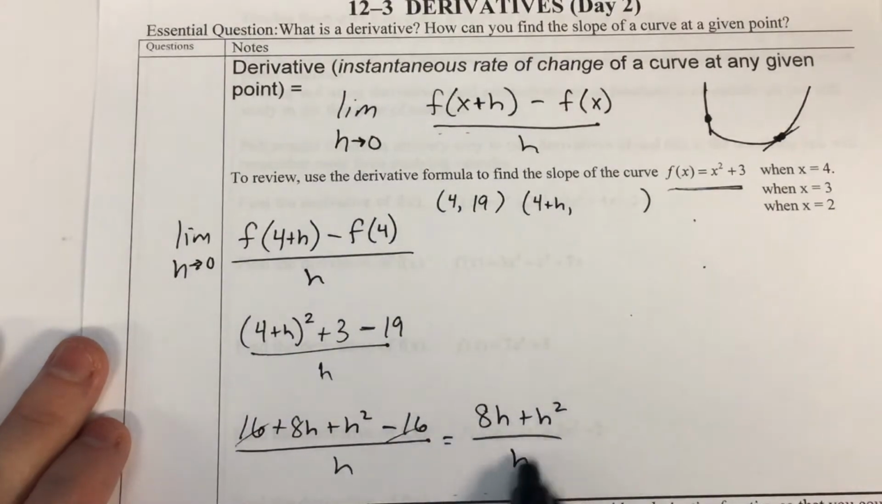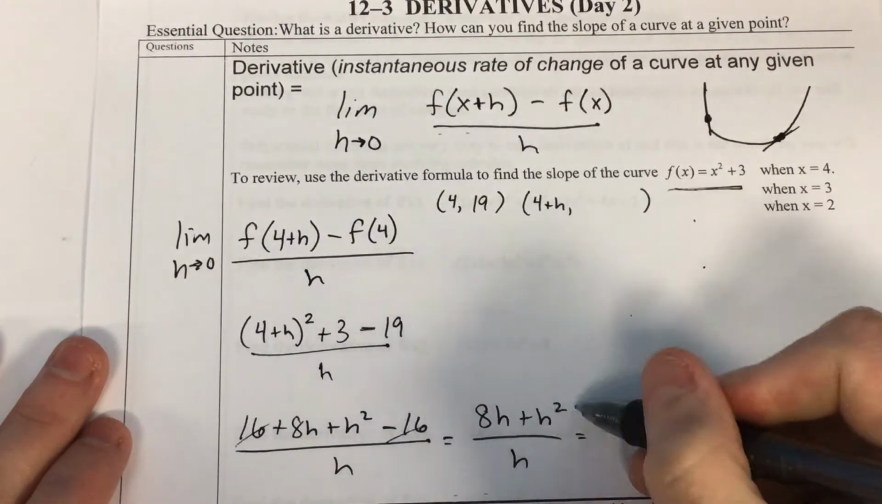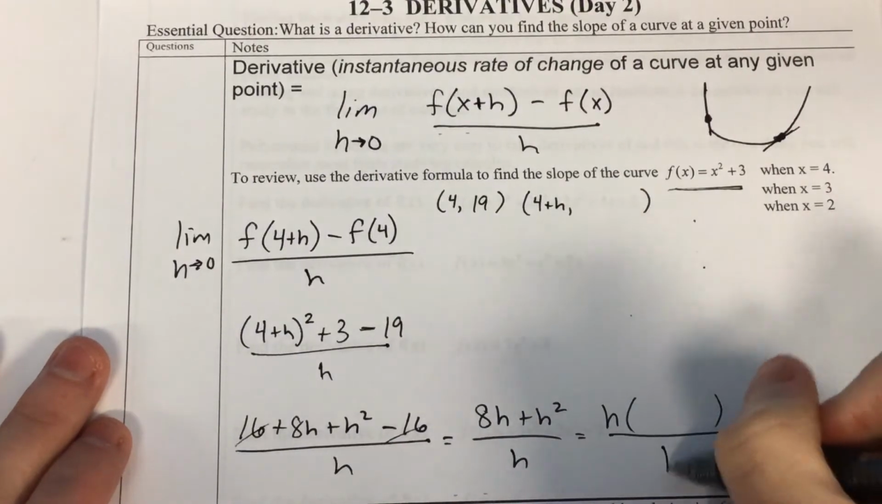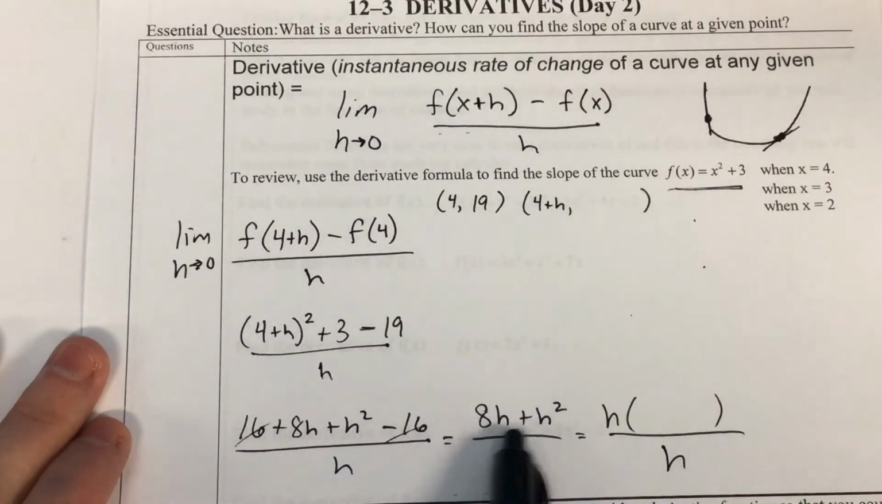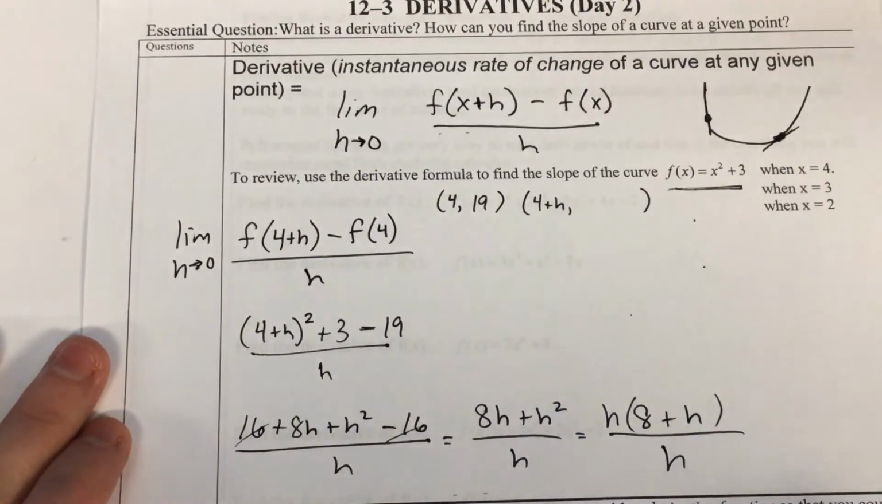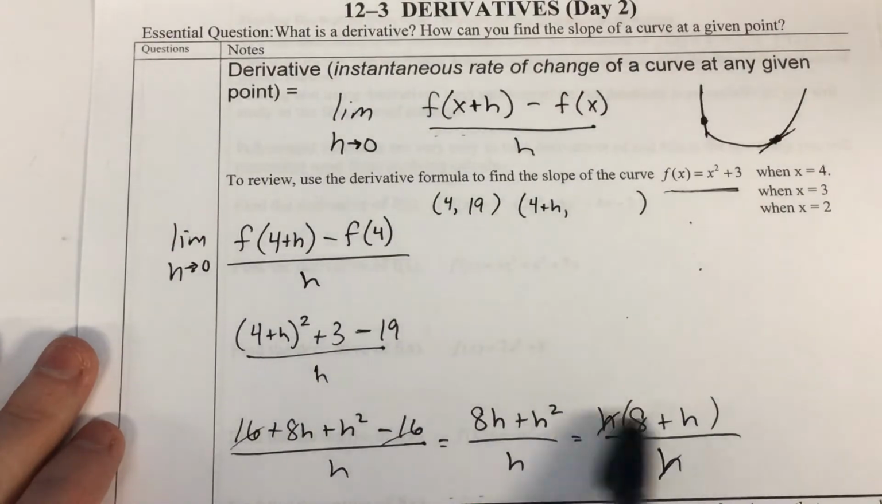Now you can either break this into two fractions, put 8h over h and h squared over h, and simplify them separately. Or you can just factor out an h on the top, since there's the h that it'll cancel with on the bottom. So if you factor out an h from 8h, it'll just be 8. And then factor out an h from h squared, it'll be an h. And then the h over h is just 1, so it reduces. So we got down to 8 plus h.